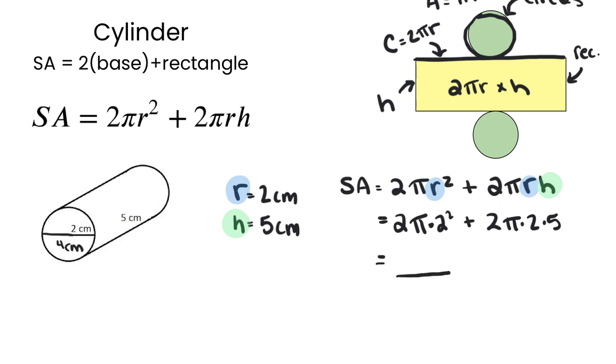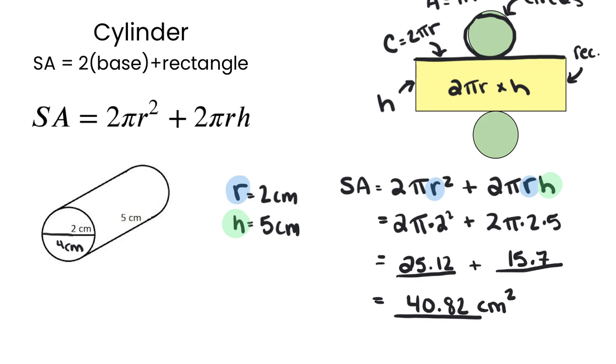What we're going to do is solve these two pieces individually first and then add them together. So 2 pi times 2 squared equals 25.12, and 2 pi multiplied by 2 by 5 is 15.7. Our last step would be to add those two values together, which equals 40.82. And remember to include your units, centimeters, and for area, it's always centimeters squared.